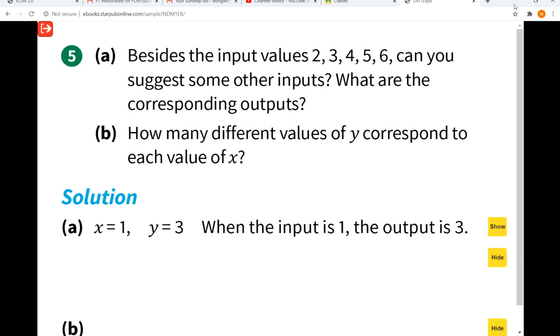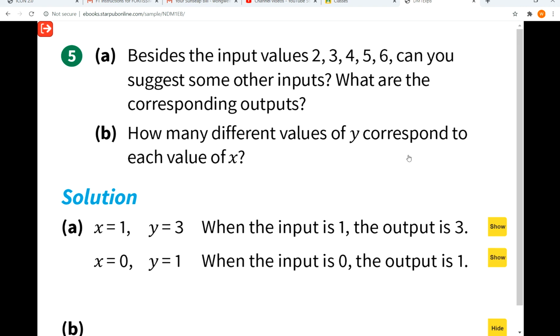So for example, when x is equal to 1, y is equal to 3, based on the formula that Si Ting proposed. When x equals 0, y equals 1.